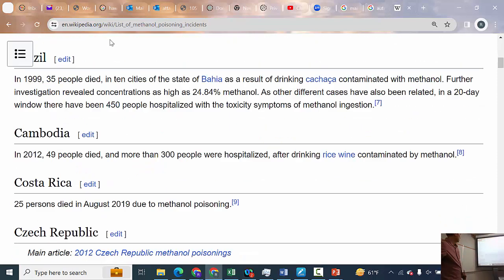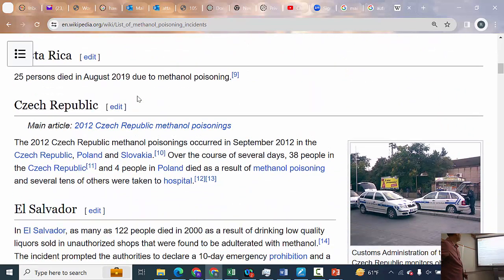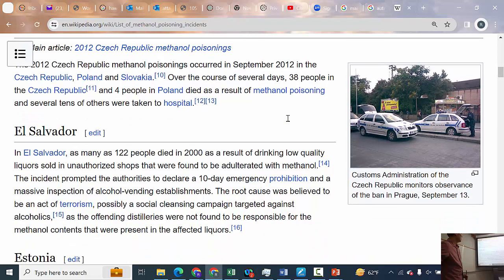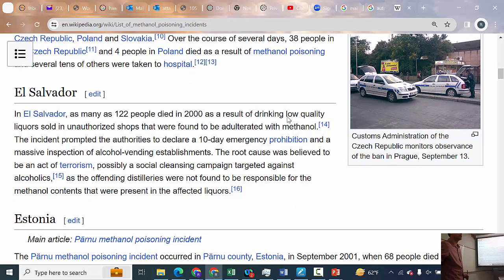Brazil, Cambodia, Costa Rica. I think there was something more recent. 38 people died. Hey, don't drink any, or just be careful what you drink when traveling. And they were vibing in El Salvador or what?